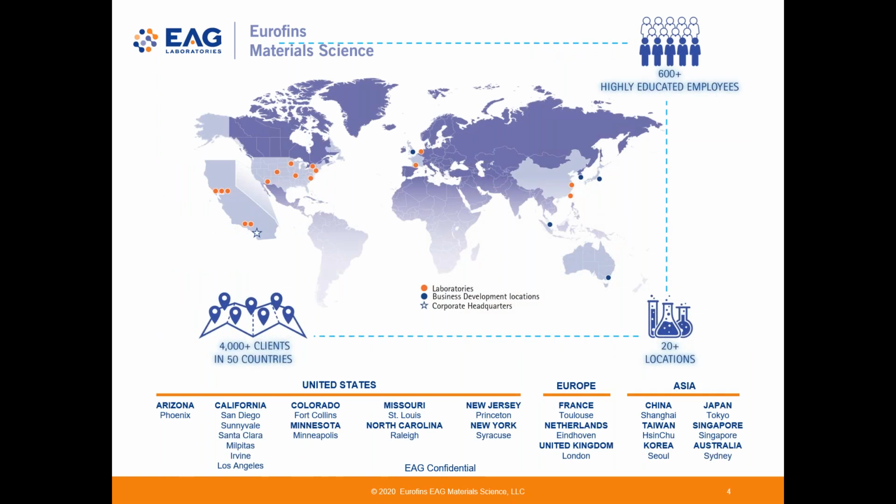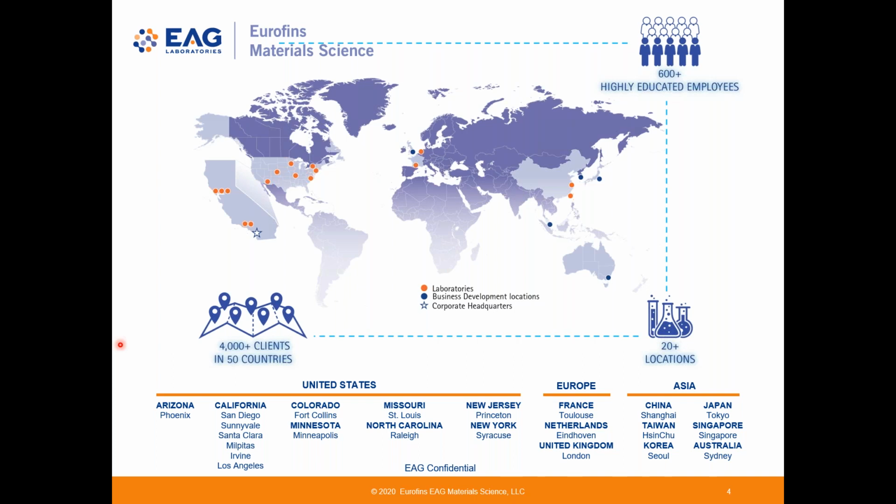Now, here's a little bit about our company. EAG Labs has multiple locations in the US, Europe, and Asia. We have over 600 highly educated employees using many techniques at 20 plus locations, serving over 4K clients in 50 countries. This company has made a considerable investment over the years in acquiring analytical capabilities with multiple instruments of almost all of them. We can offer parallel analyses of your samples for higher capacity, and we have plenty of backup when an instrument goes down.